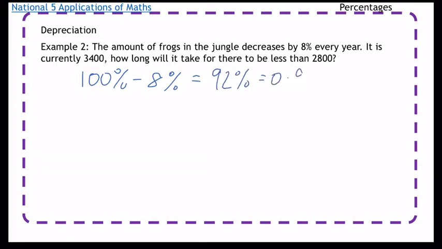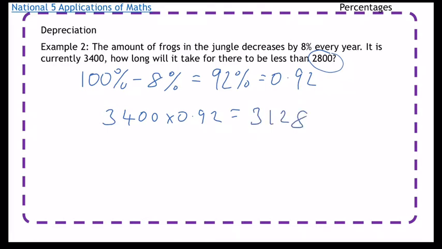So it's 92%, and then everything else is just the same. So 0.92. Then we're just going to take 3,400 and times it by 0.92. And you could do that to the power of how many times you're doing it. So if it was like 3 years, we could do it to the power of 3. And this question is slightly different because it wants how long is it going to be. So we need to do it until it gets to less than 2,800.